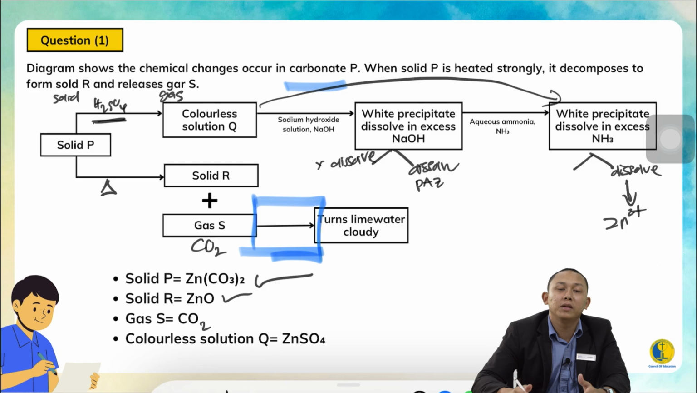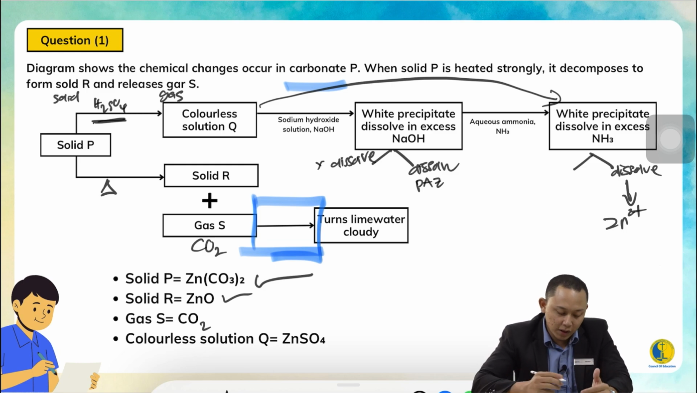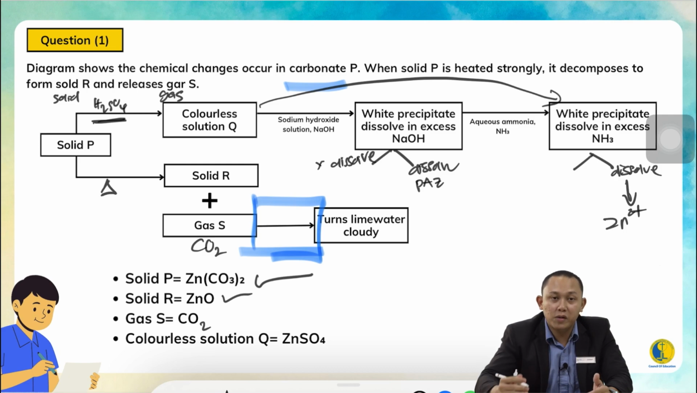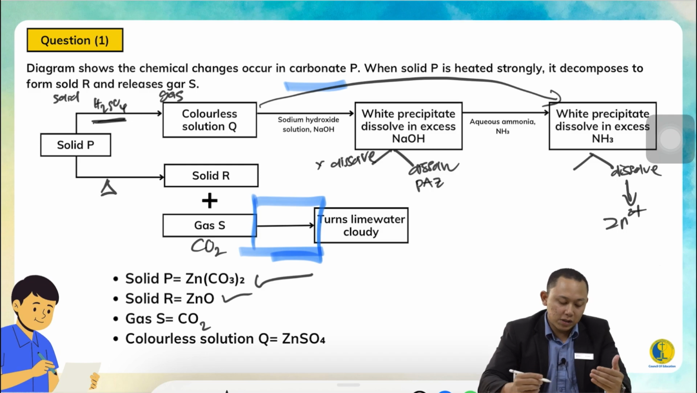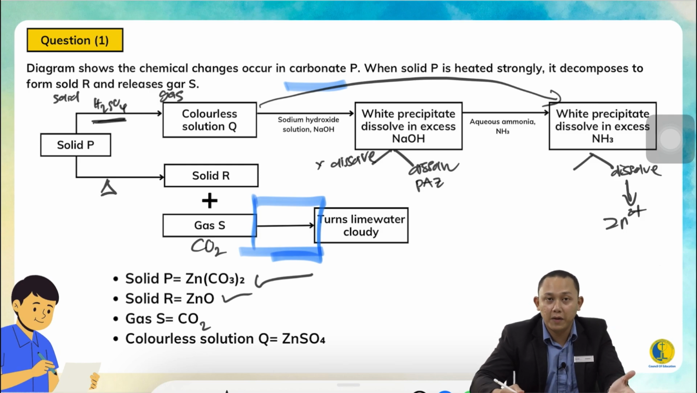Carbonate salt is one of the insoluble salts. When it is an insoluble salt, you cannot use water. I'm sorry, just now I said you use water, but you cannot use water. You need to use acid to make it into a solution first, because before you do a cation test or any test, you need a solution. So instead of water, we use H2SO4. The zinc ion inside solid P reacts with the acid to produce zinc sulfate, which is a soluble salt. That's why you see a colorless solution Q.